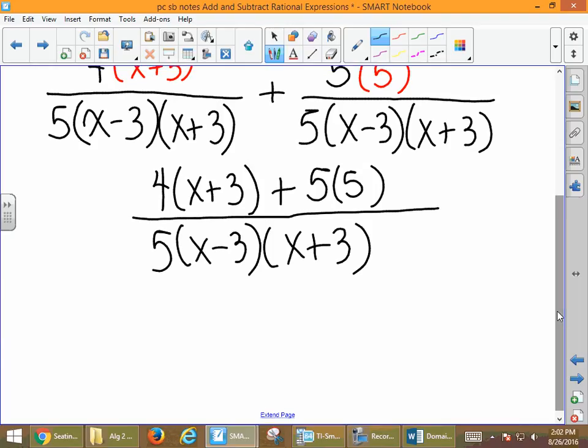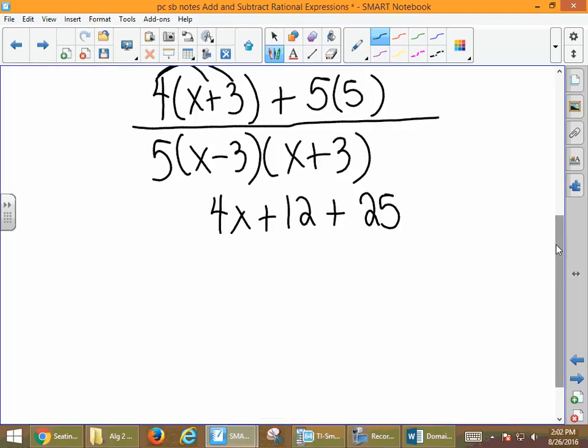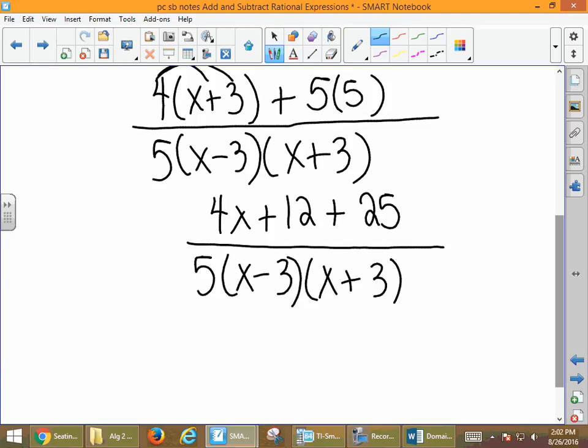But to finish, we're going to combine like terms, or simplify here, and we get 4x plus 12 plus 25. And down here in our denominator, 5 times x minus 3 times x plus 3.